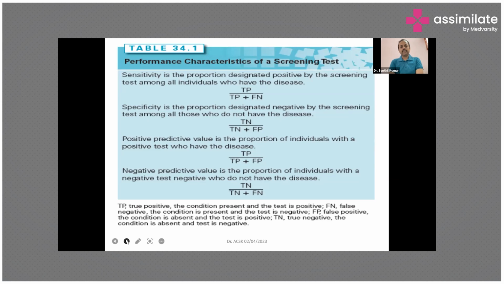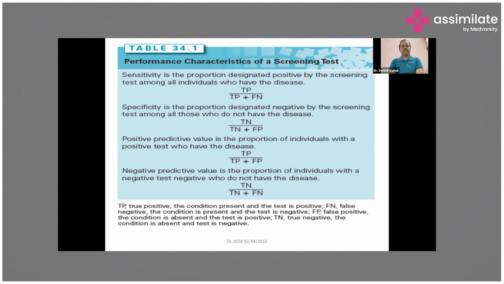Sensitivity is the proportion designated positive by the screening test among all individuals who have the disease. That will be the ratio of true positives to the combination of true positives and false negatives. For a screening test, sensitivity has to be very, very high. Specificity is the proportion designated negative by the screening test among all those who do not have the disease. So true negatives divided by true negatives and false positives.